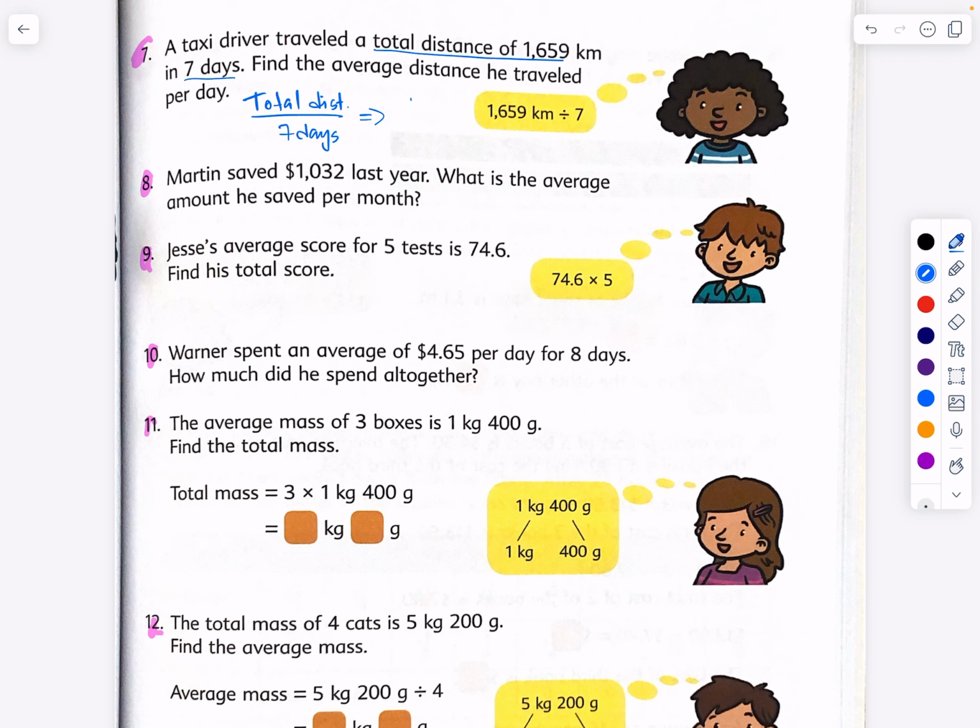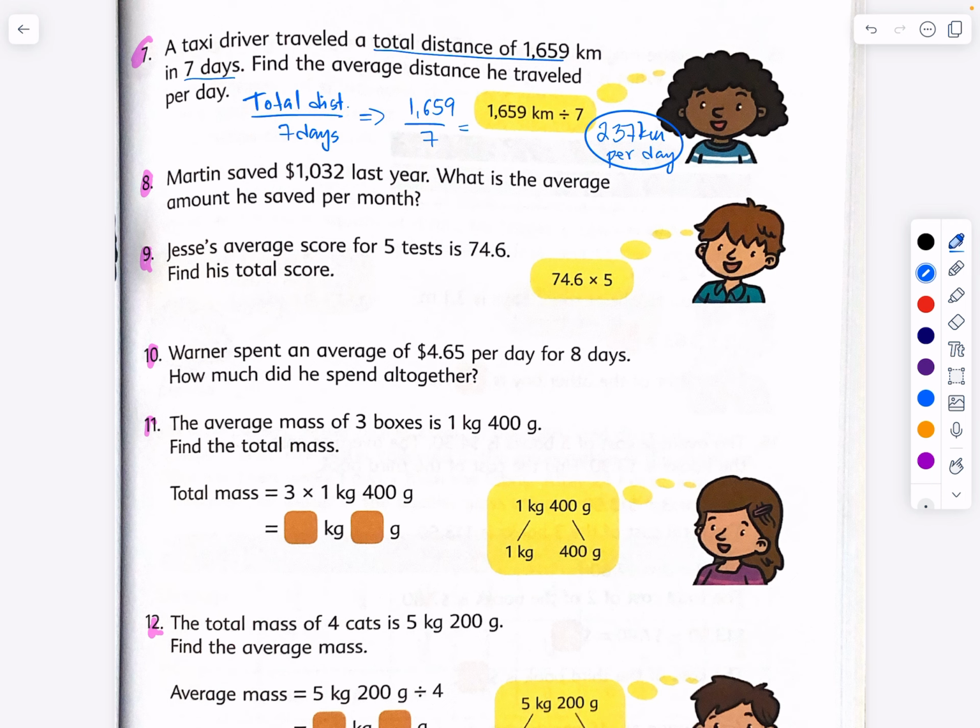So let's compute. 1,659 divided by 7. I hope you remember your long division and love it so much. Please pause this video. And once you unpause it, I do hope we match up. And the answer is 237 kilometers per day. That's the average distance traveled. I always like to put my answer in a circle, but always ask your teacher.